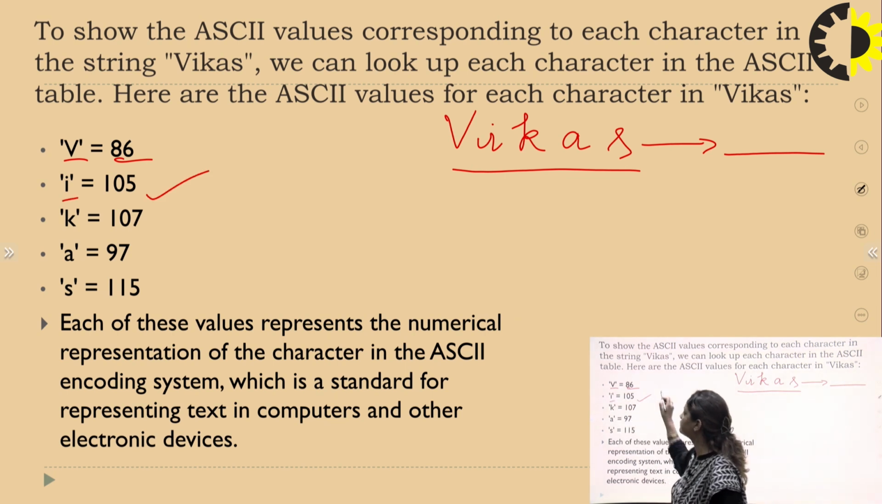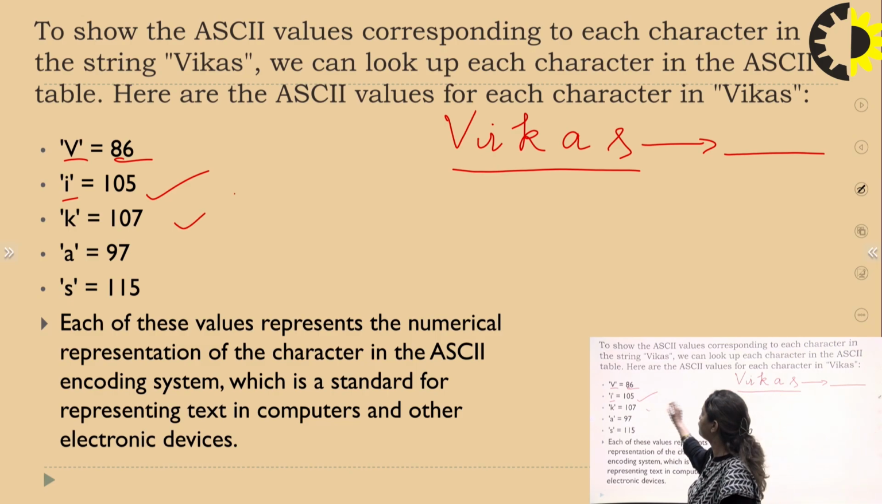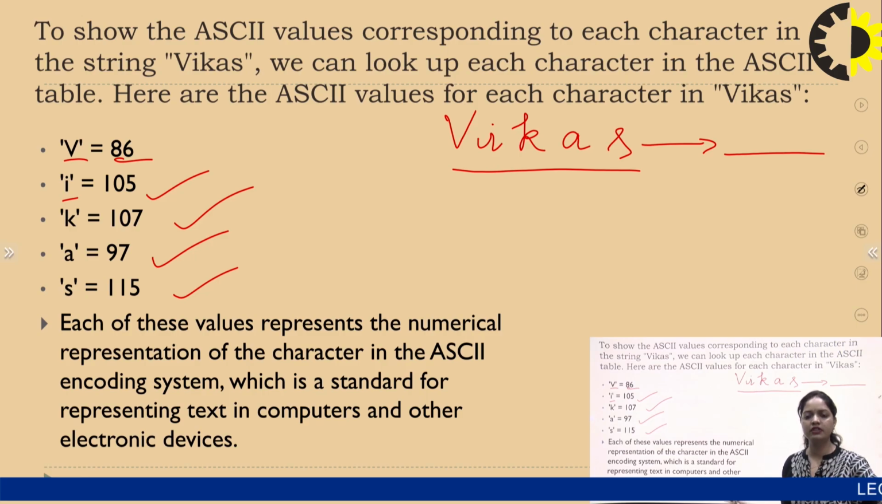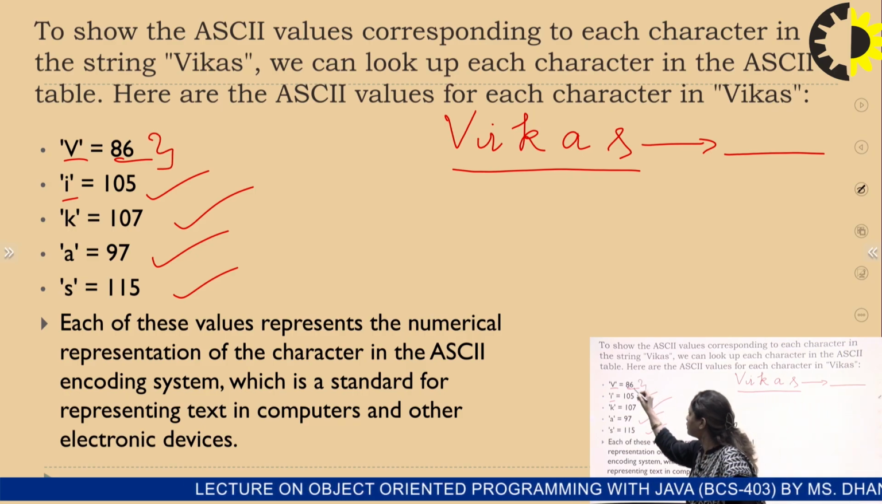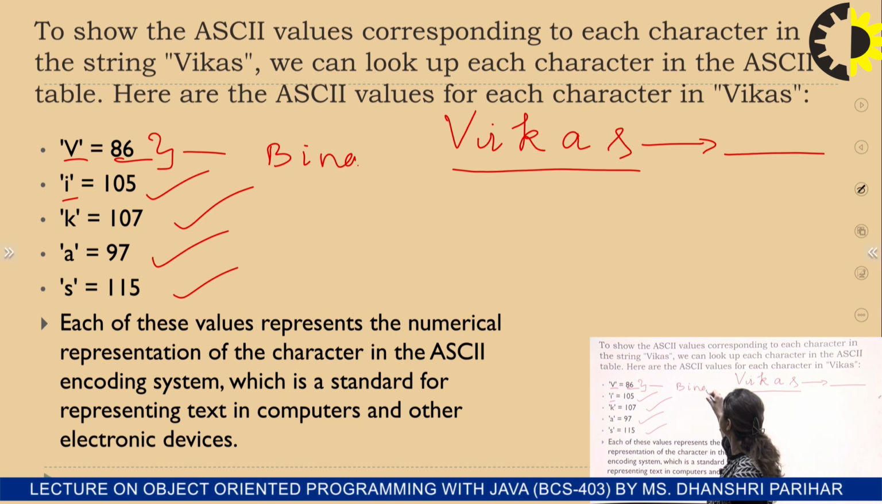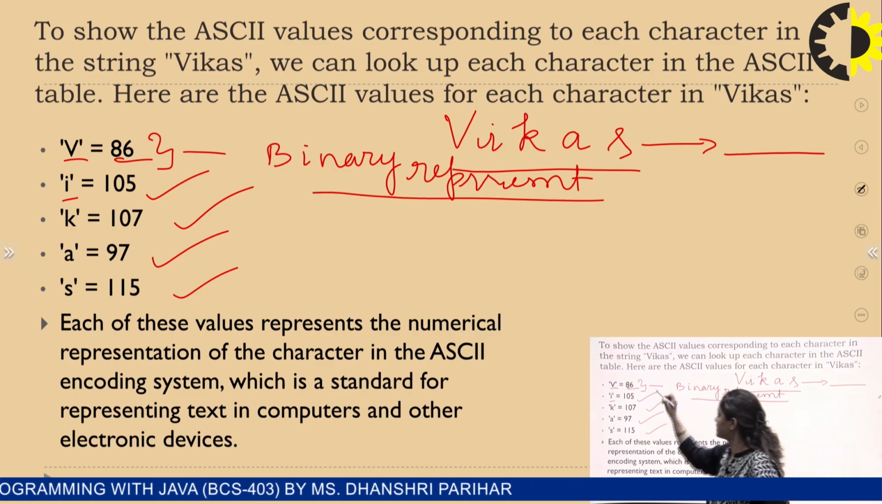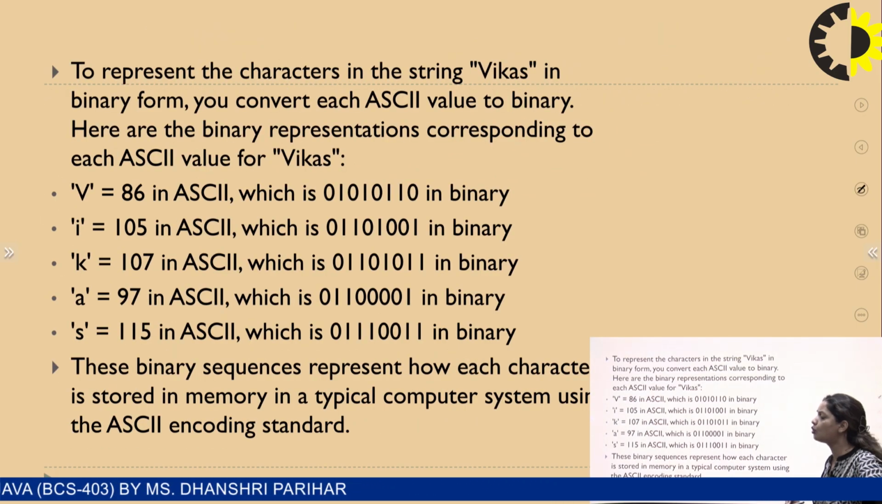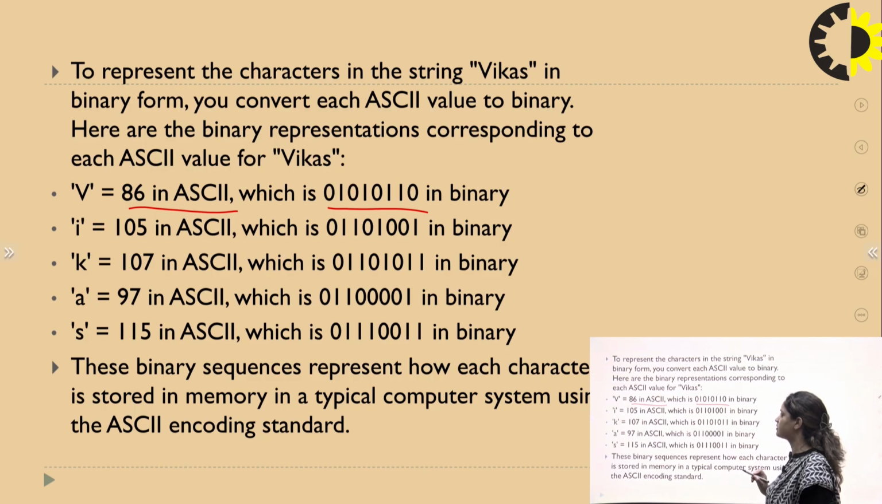Similarly for I, we have 105 as its decimal number, and for K 107. For small a it's 97, and for S it is 115. We can perform a lookup from this ASCII code table for the decimal conversion of these characters. Now after decimal conversion, we need to convert this decimal equivalent to a binary representation of this character. So 86 is the ASCII code for V, whose binary equivalent is 01010110.